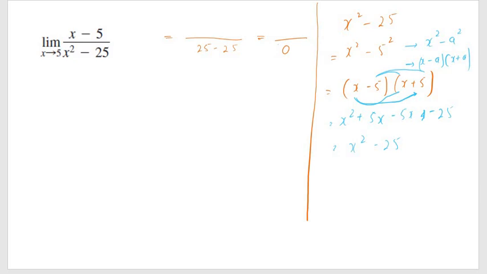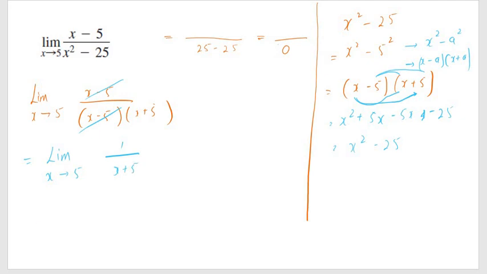So we'll bring it back here and substitute the factors. We say limit as x tends to 5 of x minus 5 over x minus 5 times x plus 5. We cross off the common factors and we have the limit as x tends to 5 of 1 over x plus 5, which is equal to 1 over 10. That's the answer for the limit of this function as x tends to 5. So let's do the next.